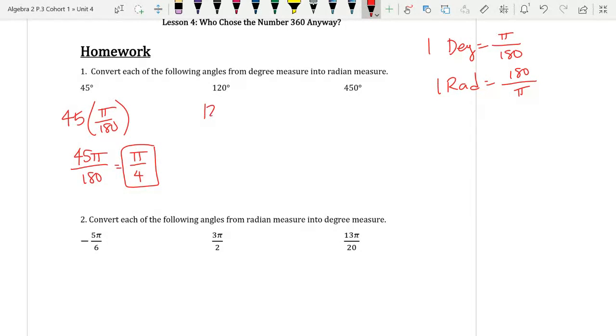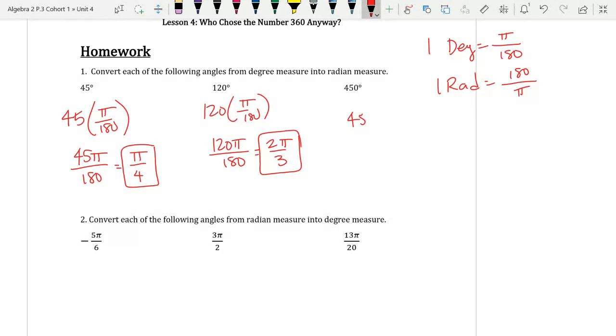For 120, we're going to do the same conversion. So this is really 120 pi over 180. 120 and 180 have a common value of 60, so if I divide each one by 60, I'm going to get 2 pi over 3. Just reducing fractions, just leave the pi in there.